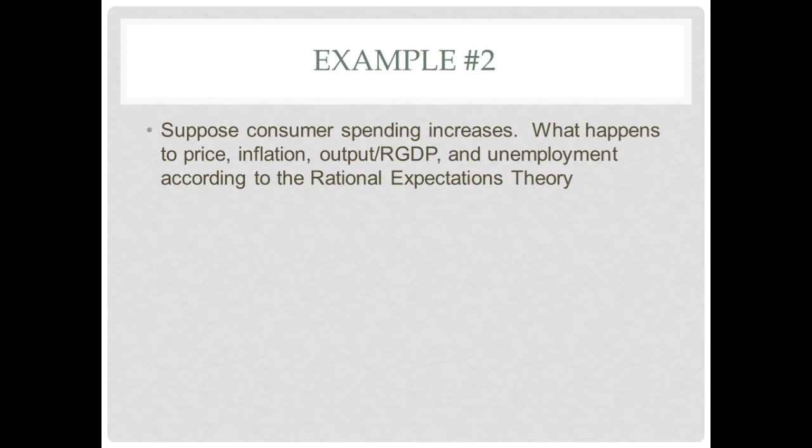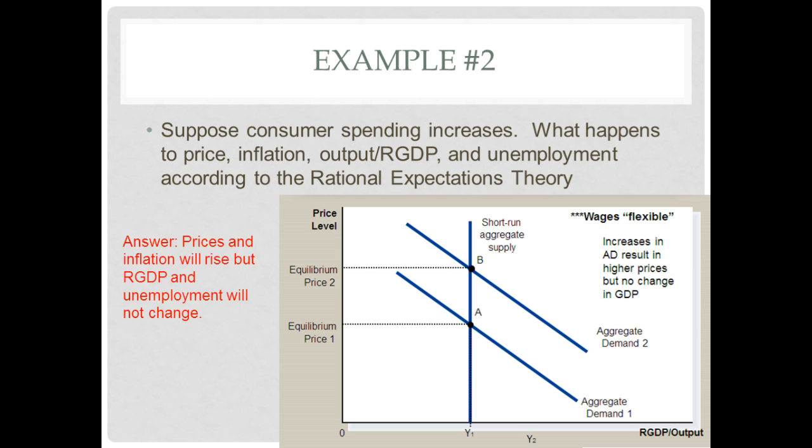Example 2. Suppose consumer spending increases. What happens to price, inflation, GDP, and unemployment according to the rational expectations theory? Well, again, they have a vertical supply curve. So in their theory, aggregate demand is going to increase, but because wages are flexible, prices and inflation will rise, but our GDP and unemployment will not change. Okay, that concludes our lesson on the different theories of aggregate supply.